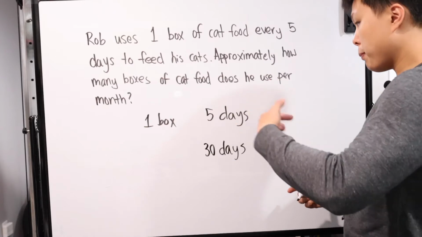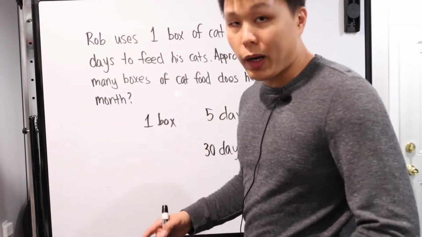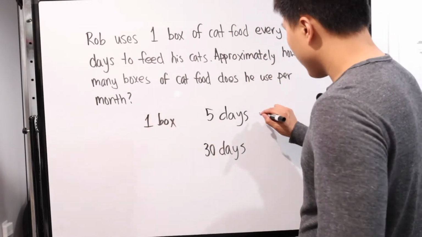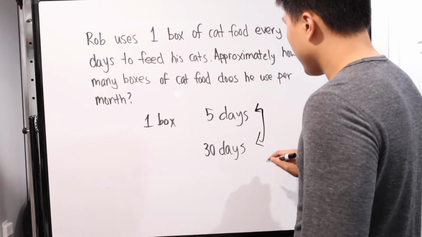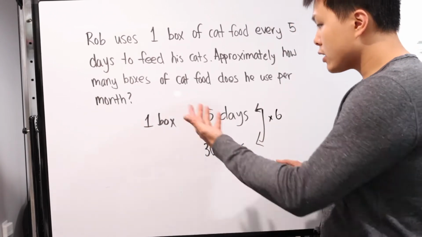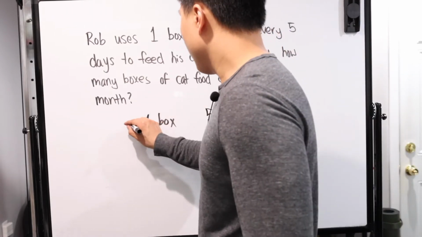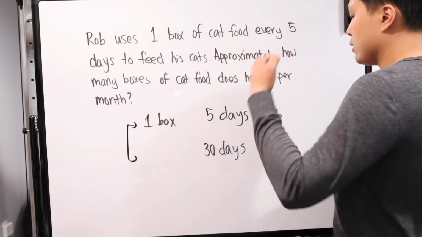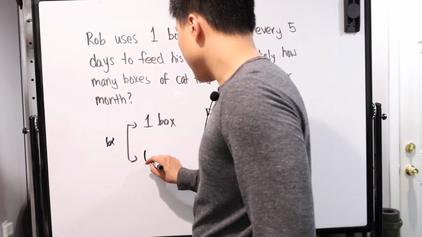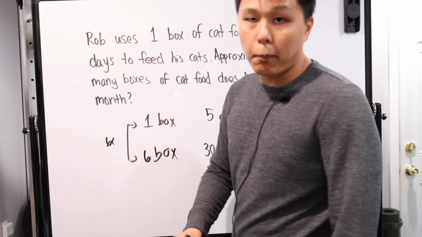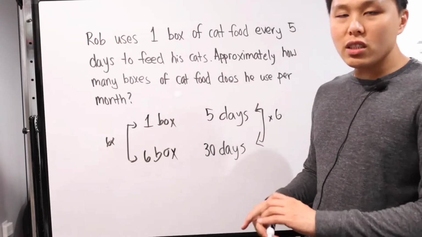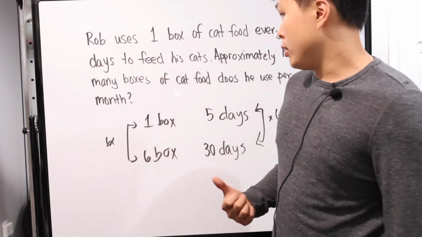Well, guess what? We can go step by step, right? 1 box equals 5 days, 2 boxes equals 10 days, 3 boxes equals 15 days, so on and so forth. Or we can just figure out what is the number that multiplies 5 by to get 30. Well, 6, right? So it's a ratio problem. So if 1 box lasts you 5 days and you need 6 times that amount, then you probably need 6 boxes, plain and simple. And of course, you can use cross multiplication to solve this problem as well. So this is a fairly simple ratio estimate problem, right?